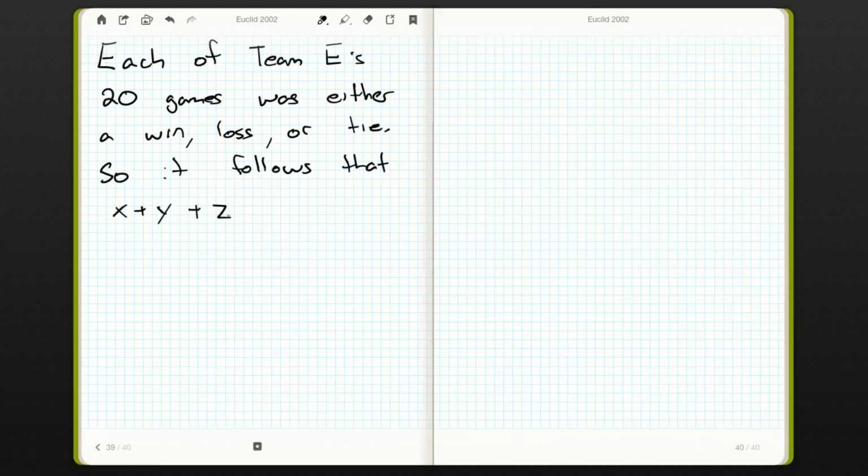So X is the number of games won, Y is the number of games lost, and Z is the number of games tied. That should be all 20 games. So now we have a single equation in 3 variables. That's not enough to solve them. But we'll see if we can get some more information by studying this chart a little bit more.